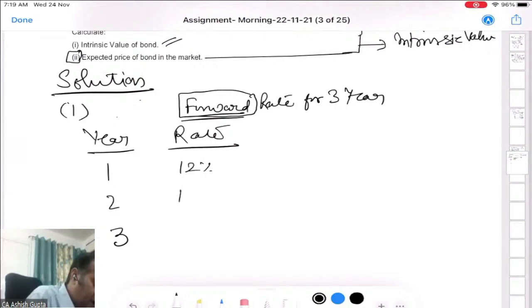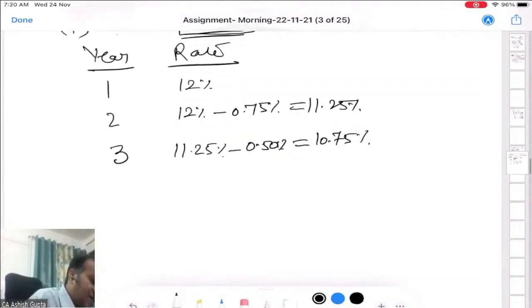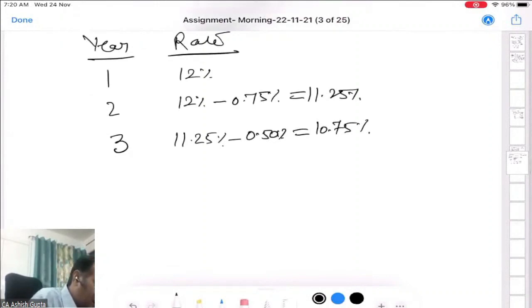Okay, next year it is 12% minus 75 basis points. As I told you, it will be 0.75%. It will become 11.25%. Next year onwards, it will further fall by 50 basis points. So here 11.25% minus 0.5%, the figure comes to 10.75%. Okay, students. Now let us discount the present value of interest. We compute the present value of interest.